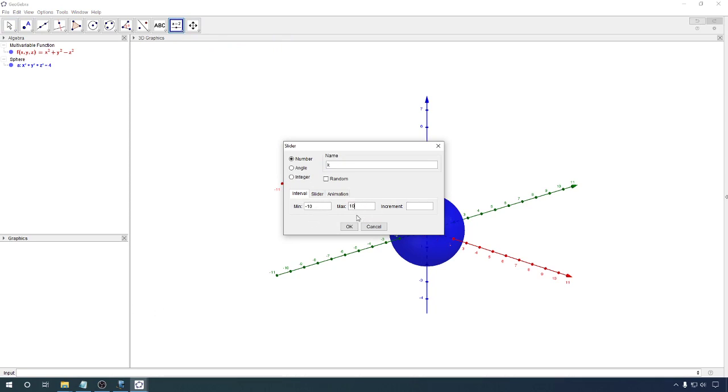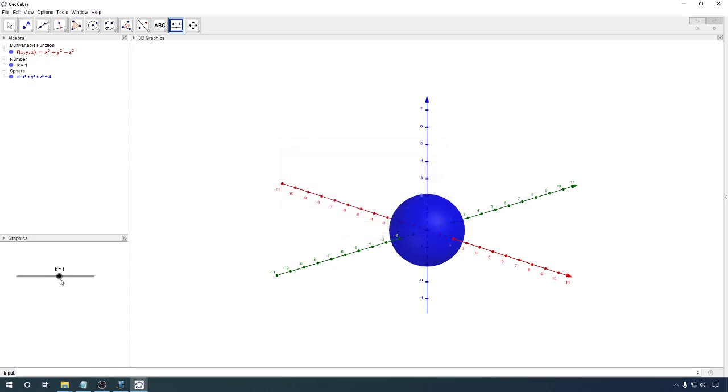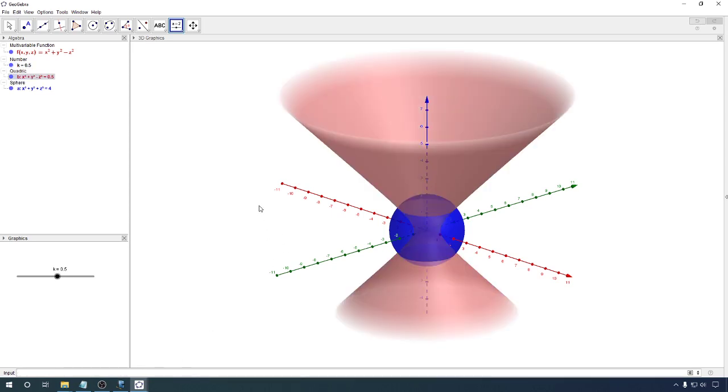Let's make this a wider range. And that will allow me to move between the level surfaces. Basically, I'll have a surface here, and it will change as I drag the slider. And so we're basically asking what happens when x squared plus y squared minus z squared is equal to this k value. And hopefully it will plot that. Okay, there we go.